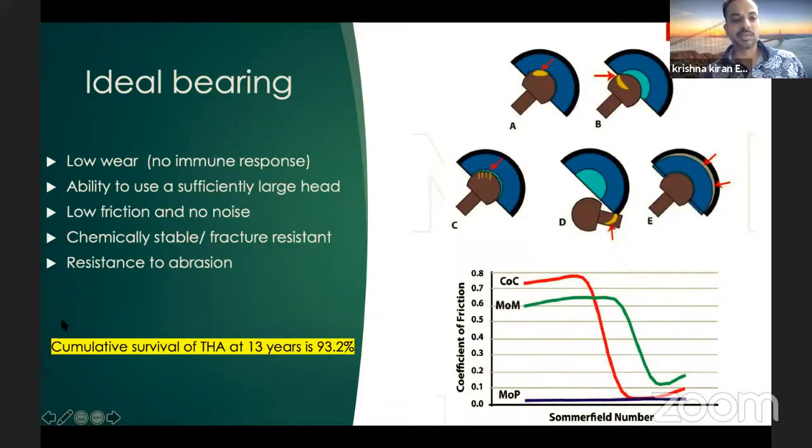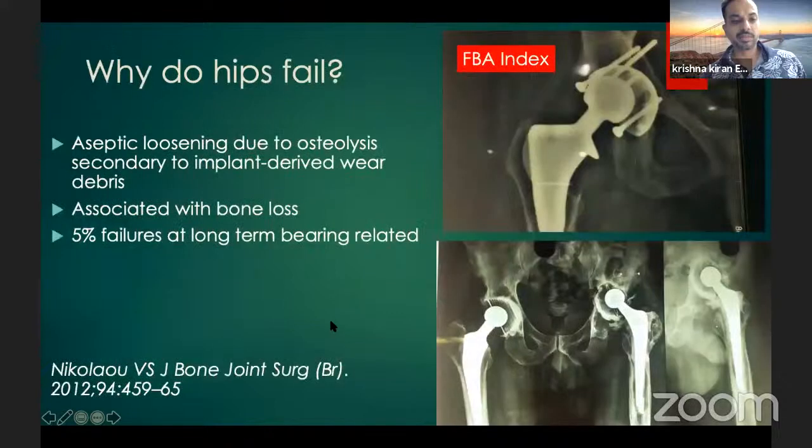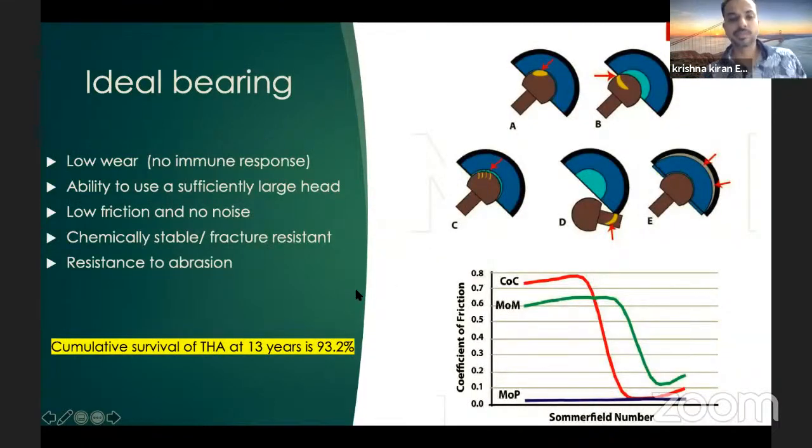So with all our shortcomings, the cumulative survival at 13 years is still 93.2%, which is a very predictable and successful operation. The younger colleagues must understand what is a fluid film, what is a boundary, and what is mixed lubrication.